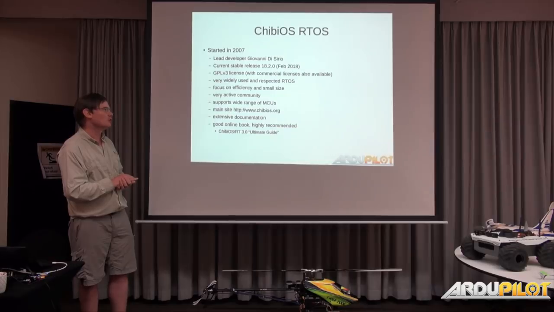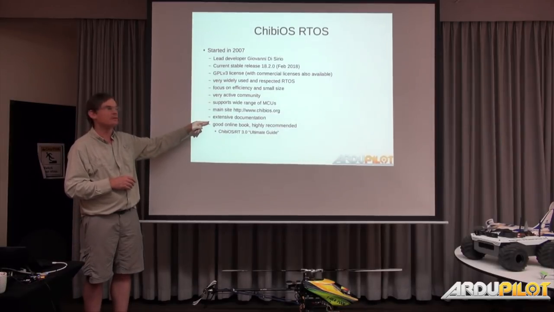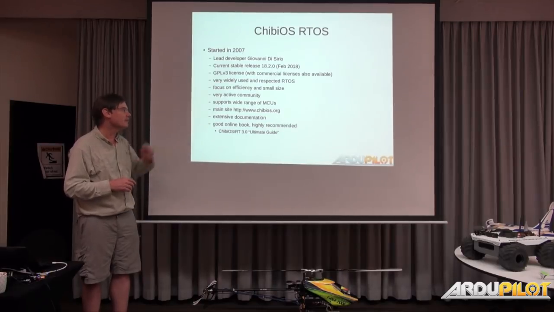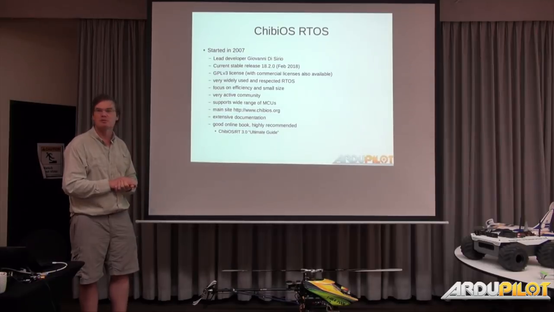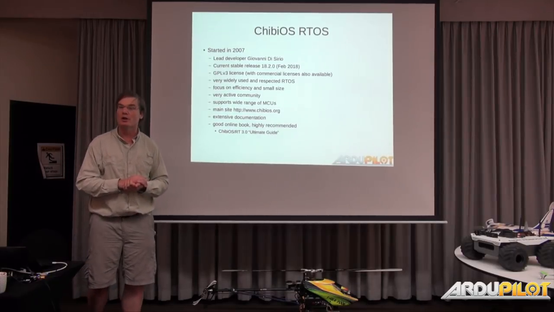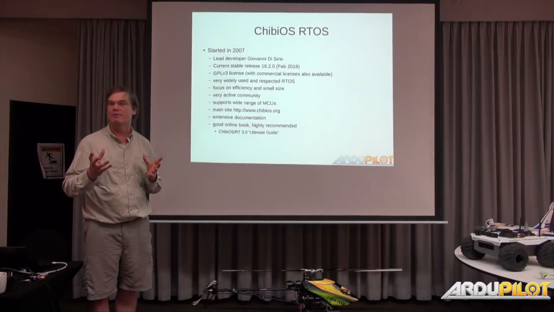The main site is at www.chibios.org, so lots of information there. There is very extensive API documentation. Plus, I would highly recommend the book, ChibiOS/RT 3.0, The Ultimate Guide. It's an online book, it's free. It's very clear, very clearly explained the concepts in the operating system.